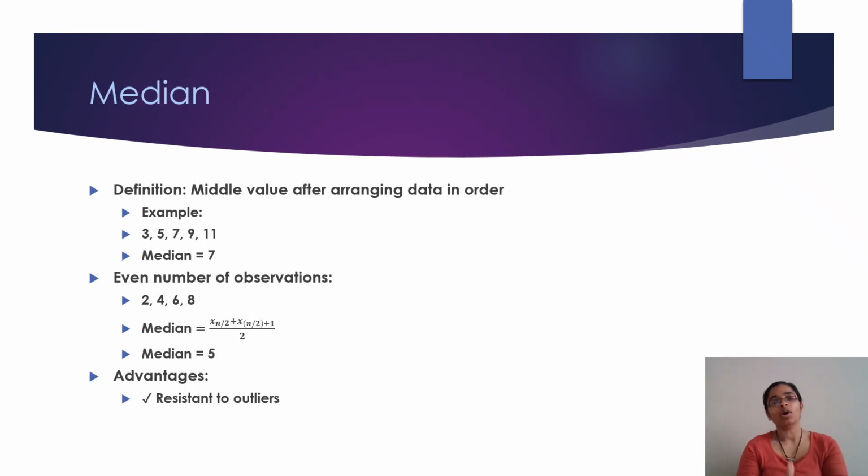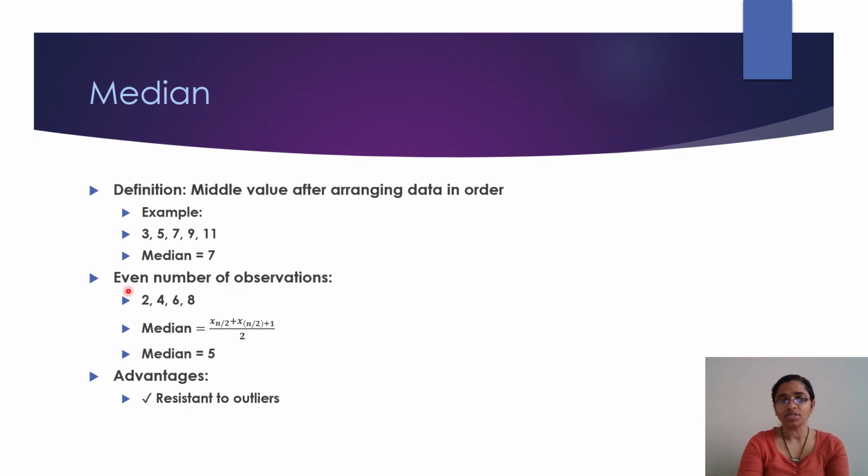Now let's see how a median differs from mean. Median is just the middle value after arranging the data in order. So any data that you have, you need to arrange in ascending order and look at the middle value, which becomes your median. In this example, we have 3, 5, 7, 9, and 11. We have 5 observations, and 5 is an odd number. So things are easier when you have an odd number of observations. You just arrange them in ascending order and look at the middle value, that is 7, which is your median.